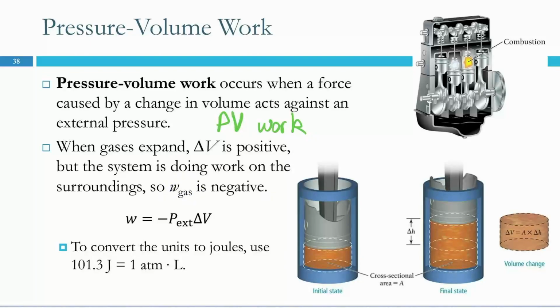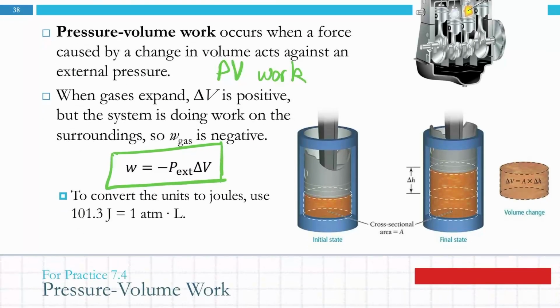So the work of the gas is negative, and so we would have this work equals negative PΔV. So whatever the external pressure is times the change in volume, usually in liters. You can also convert with joules. This is the conversion factor for that. I don't think this shows up on your yellow sheet. You probably have to use it on the homework.